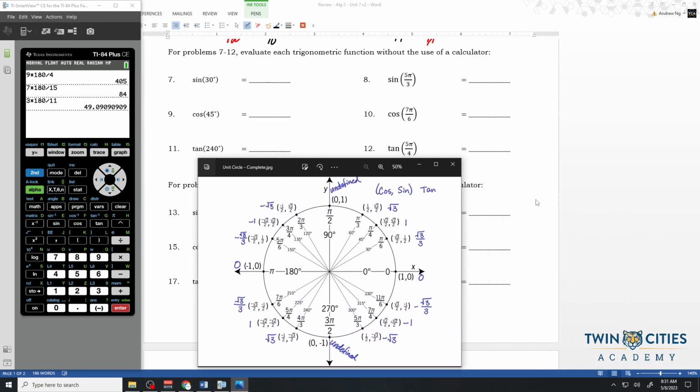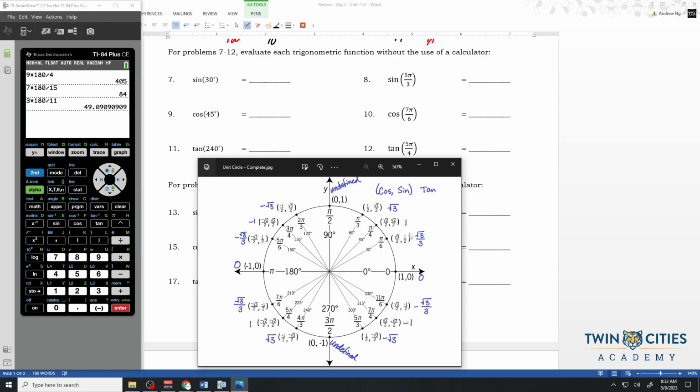Here's my unit circle here. To do this, I'm first going to find the angle measure. So 7, 9, and 11 are all using degree measurements. 8, 10, and 12 are using radian measurements. On my unit circle, I've got both here. For example, 30 degrees and pi over 6 are the same. 30 degrees and the radian measure pi over 6 both correlate to this point right here, which is square root of 3 over 2, 1/2.